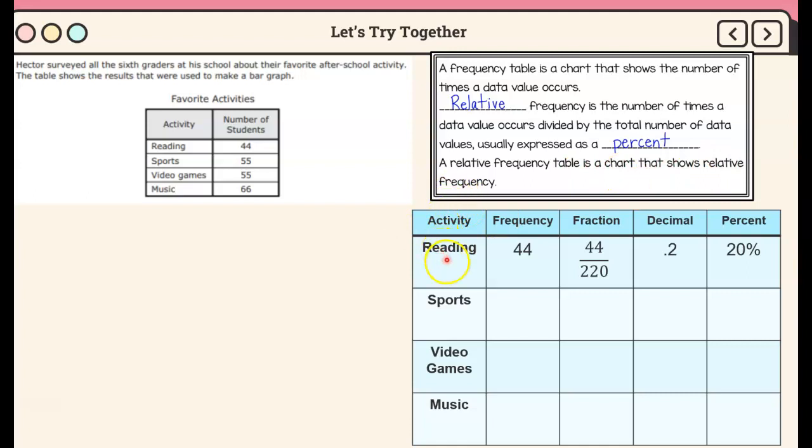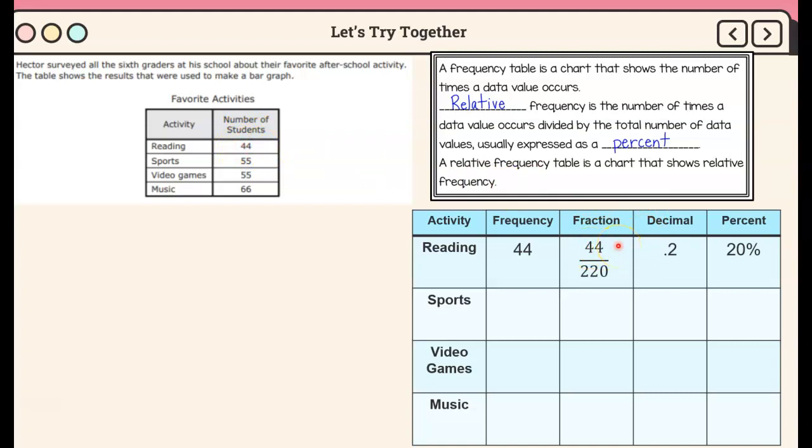Okay, so for reading, the frequency is 44. Okay, how many kids prefer reading as their favorite activity? 44. So that's the frequency. What is the fraction? Okay, 44 over 220. Where did we get this number? We added 44 plus 55 plus 55 plus 66. Okay, we added all these numbers together to get our total. Our total is 220. Okay, so that goes on bottom. Our part, okay, is 44. So that goes on top.